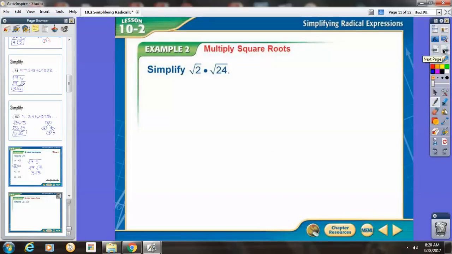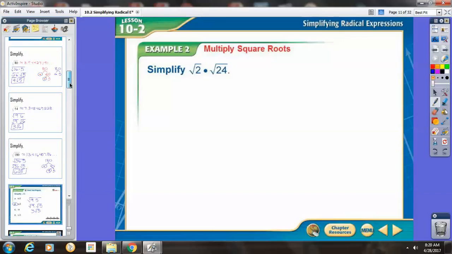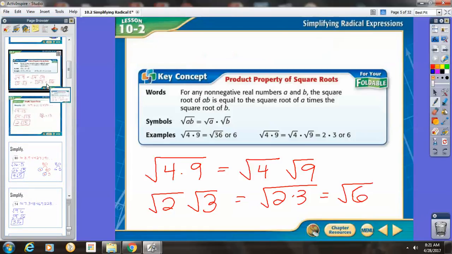Try this one real quick. Oh, actually, we can't try that one. We'll do this one together. Sorry. Square root of 2 times the square root of 24. Okay, remember when we talked about that product property a second ago? I said that if we're multiplying two radicals, we can multiply them together underneath. Okay, we're going to apply that here.